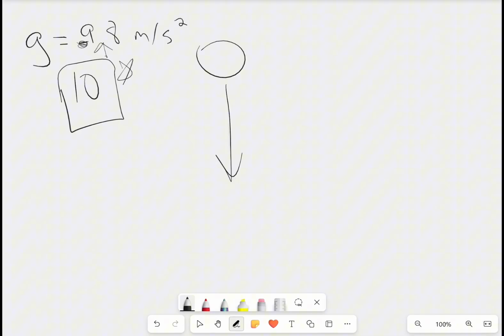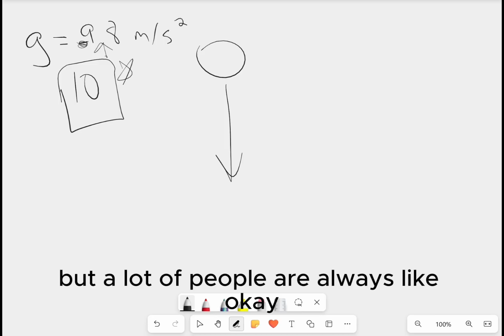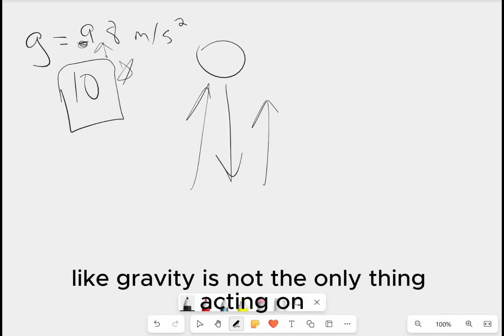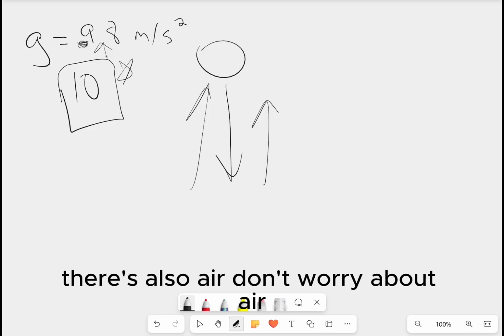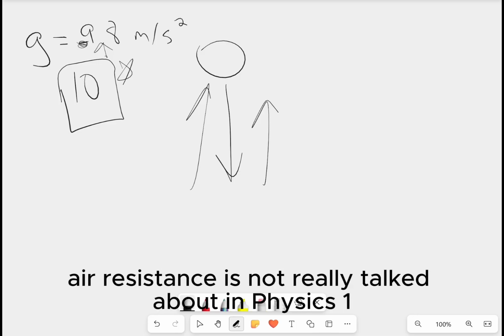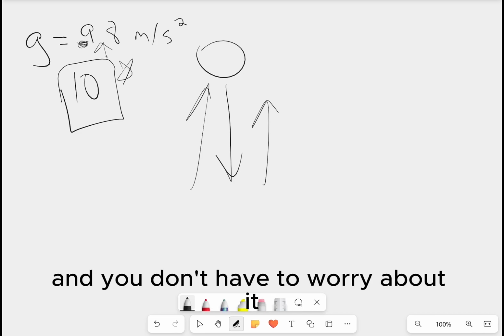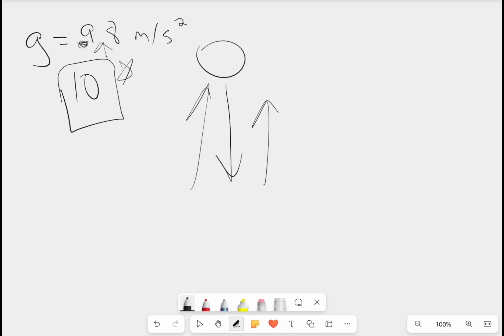Okay, but a lot of people are always like, but what about air, right? What about something pushing up on this ball? Gravity's not the only thing acting on it, there's also air. Don't worry about air. Air resistance is not really talked about in Physics 1. It's always negligible, and you don't have to worry about it.